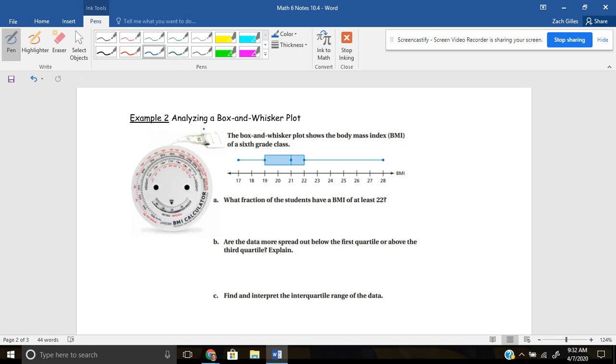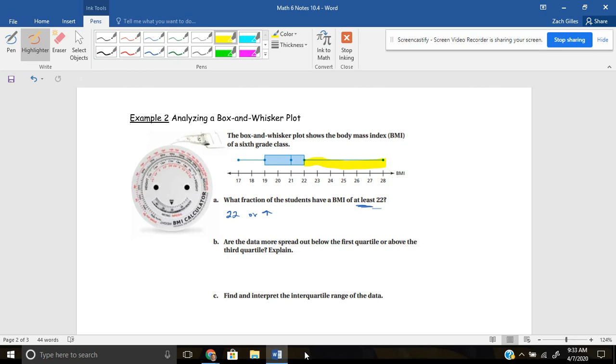For the first question, it says, what fraction of the students have a BMI of at least 22? And the key word meaning at least. So at least 22 means 22 or higher. What fraction of our students have a BMI of 22 or higher? Okay, well, here's 22. And 22 or higher falls along this last whisker.